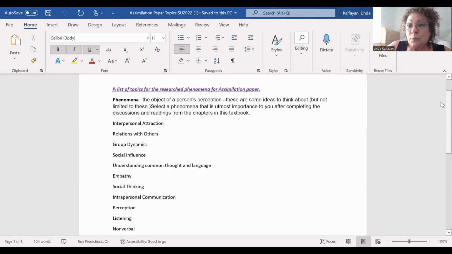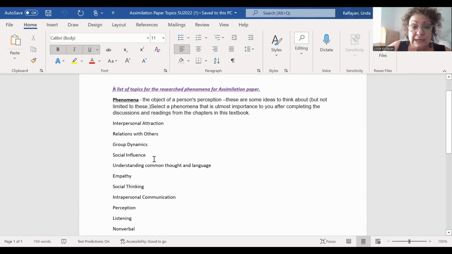Relations with others. What do you want to investigate of how you relate with others? You can change the others to workplace environment, others that you don't know. So you can make it more specific in that respect. Group dynamics. How does this course and the material affect small group communication or any type of group work, teamwork? Social influence, how does that affect interpersonal communication?